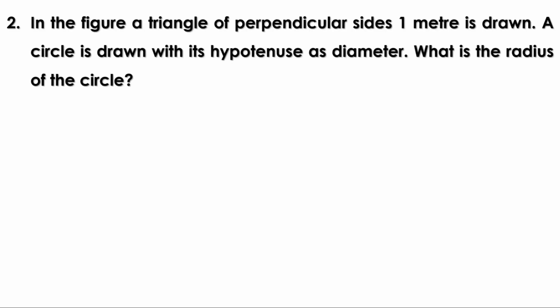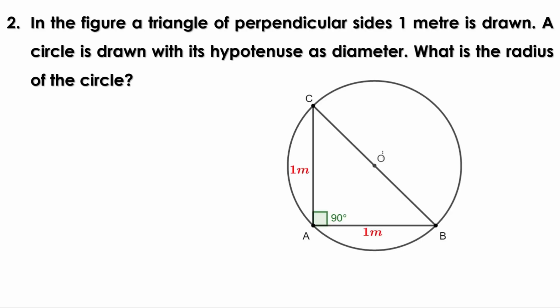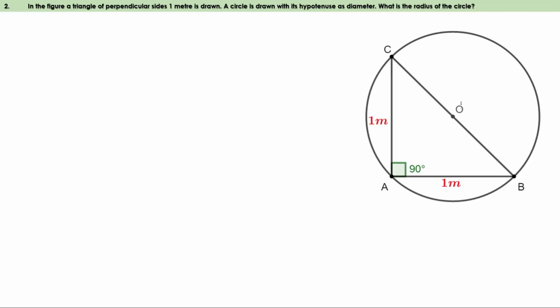Another problem. In the figure, a triangle with perpendicular sides 1 meter is given. A circle is drawn with its hypotenuse as diameter. What is the radius of the circle? We have to find the radius of the circle. Let us find the diameter at first. The diameter is the hypotenuse of this right angle triangle with perpendicular sides 1 meter.